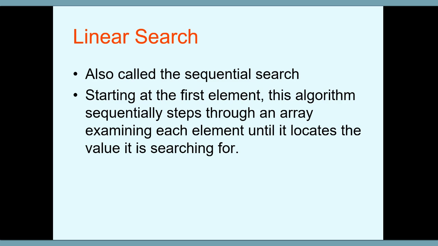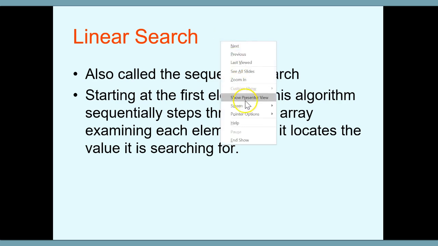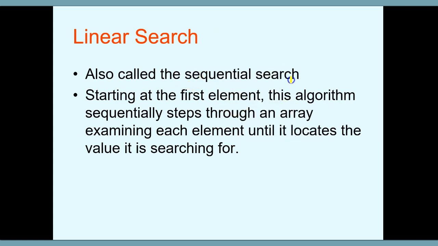Linear search is also called sequential search. And it works like this. Using a loop to step through each element in the array, linear search compares each element with the search value and stops when the value is found or the end of the array is reached. Linear search returns a value of -1 if the search value isn't present. Otherwise, it returns the position in the array where the search value is found.